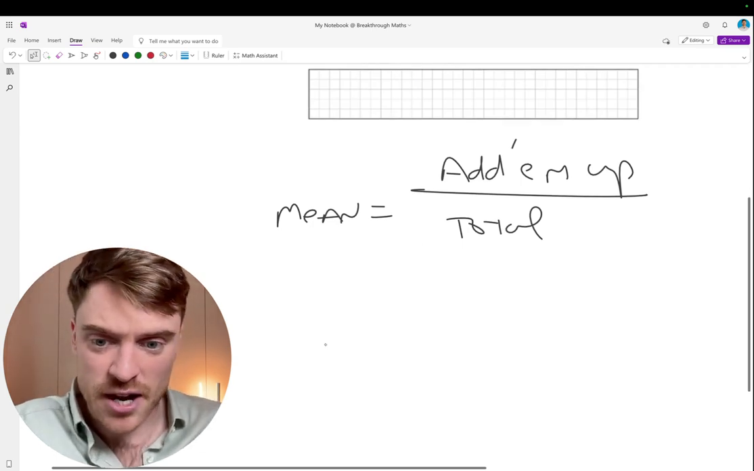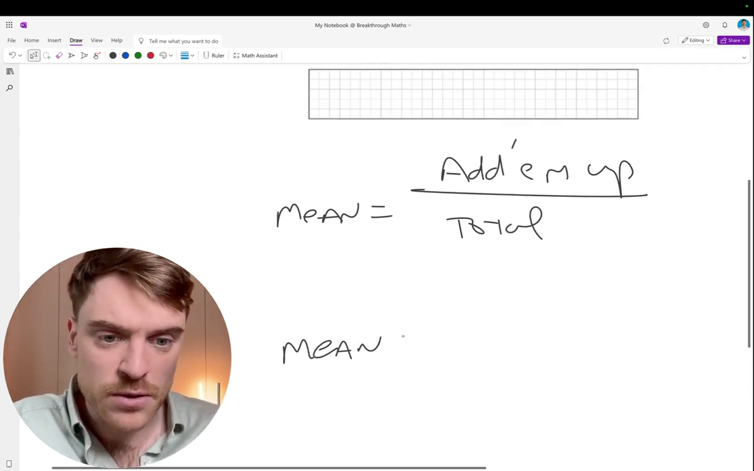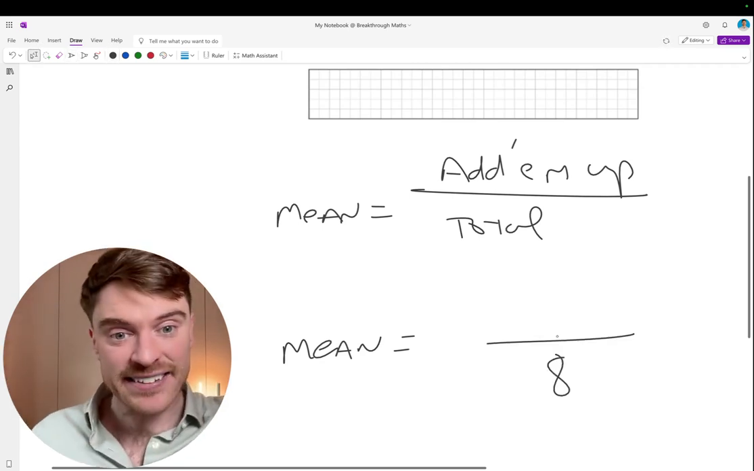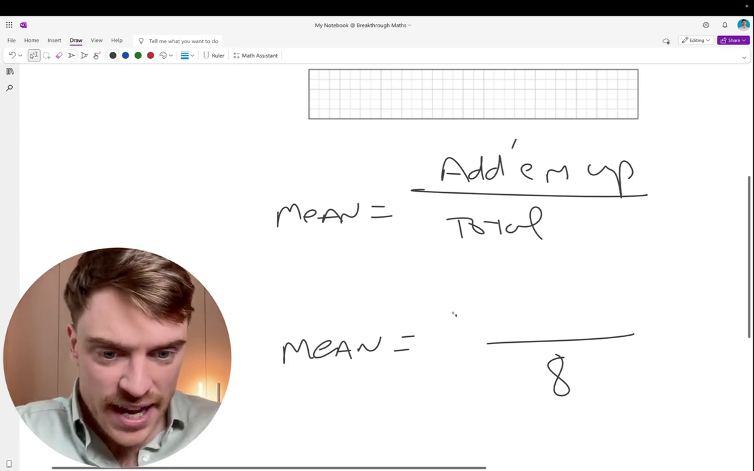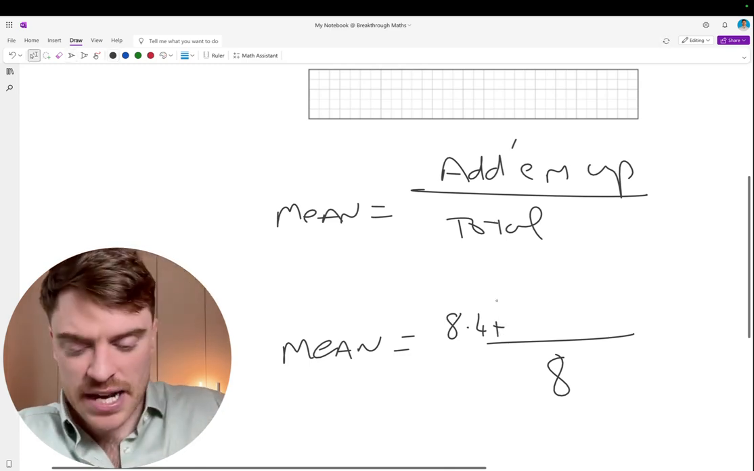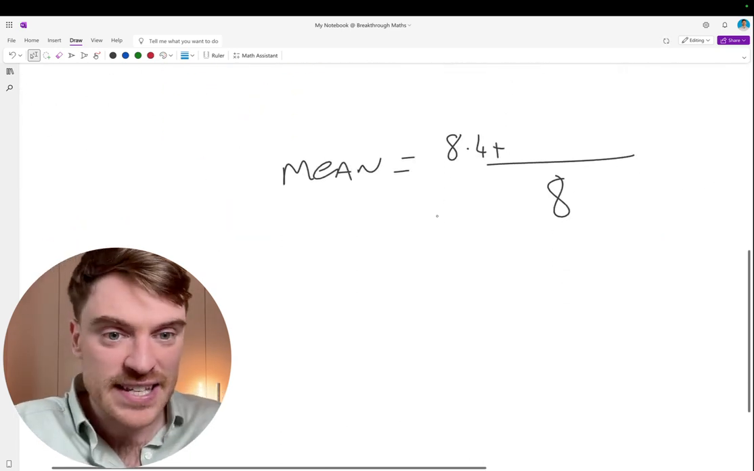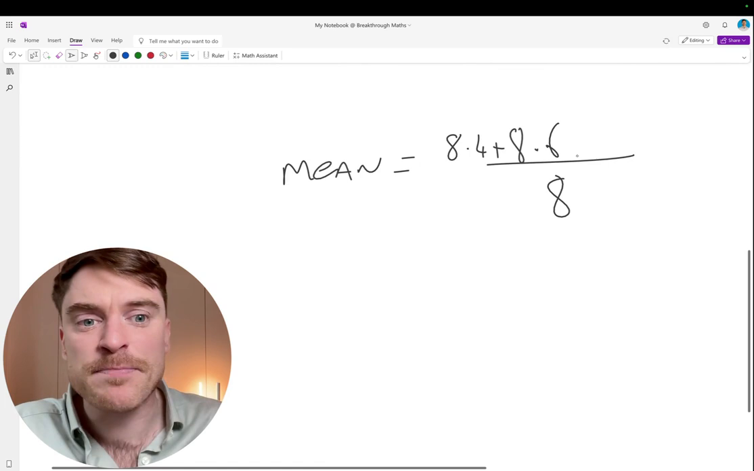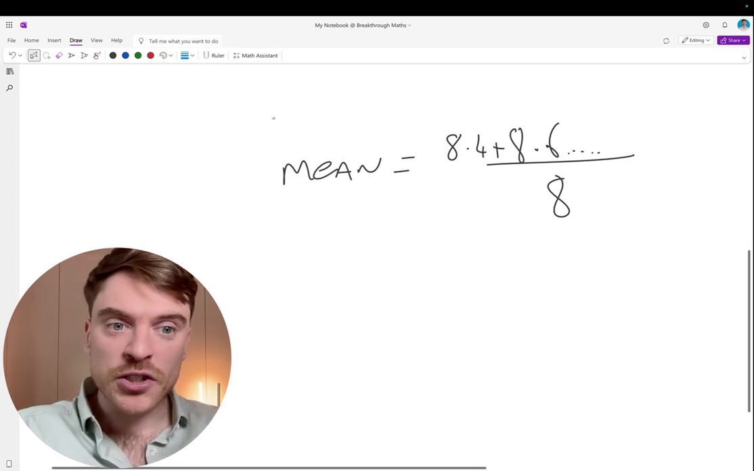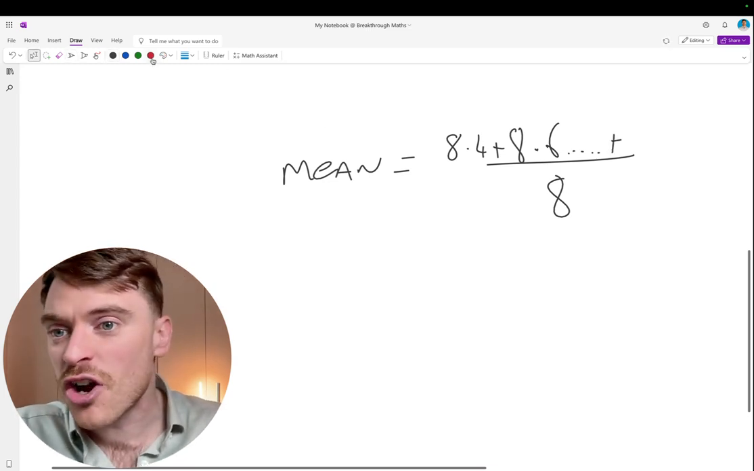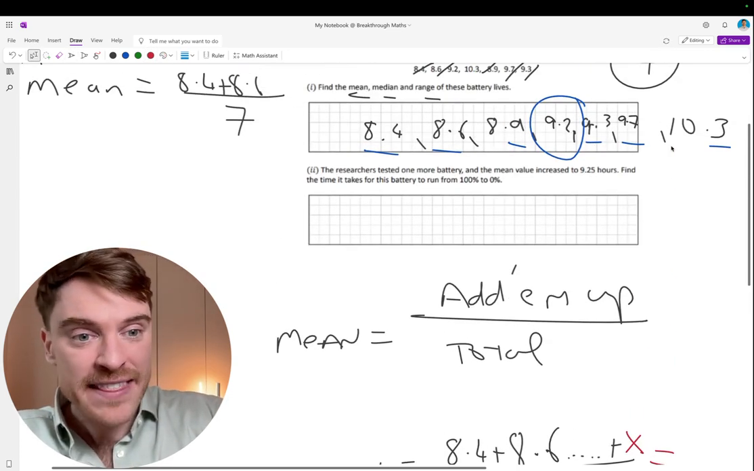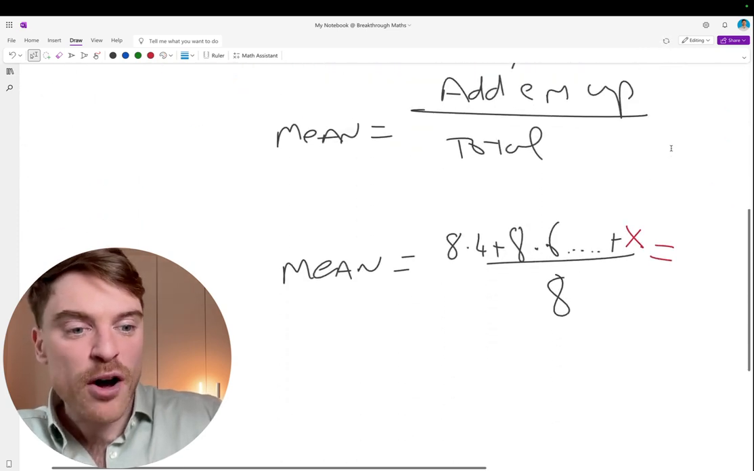So we can just say in this one, mean is going to be equal to something divided by now 8, because we added an extra battery, so it's 8. And you just go back from the start again. It's 8.4 plus 8.6, and so on, the rest of them. You did an extra test, but you don't know what that battery life is. If you don't know something, what do you call it? Plus X. And if you add them all up and add the X, you're going to get a new mean battery life of 9.25.